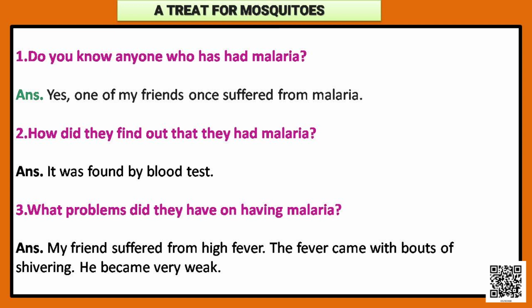Okay. Now we have the next question. What problems did they have on having malaria? So the problems they had were high fever, and the fever came with bouts of shivering. So my friend suffered from high fever and the fever came with bouts of shivering and he became very weak.